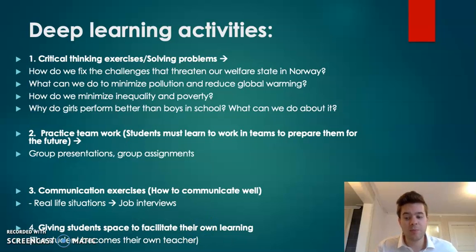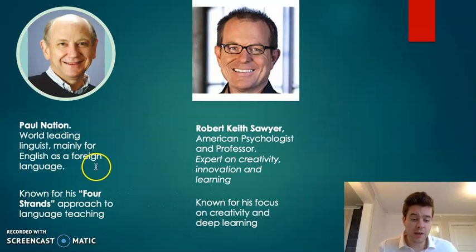You give them freedom. So in this video I have mentioned Paul Nation, who is a world-leading linguist, mainly for English as a foreign language. He's known for his 4 strands approach to language teaching. And then we have Robert Keith Sawyer, who is an American psychologist and professor. He's an expert on creativity, innovation, and learning. He is known for his focus on creativity and deep learning.